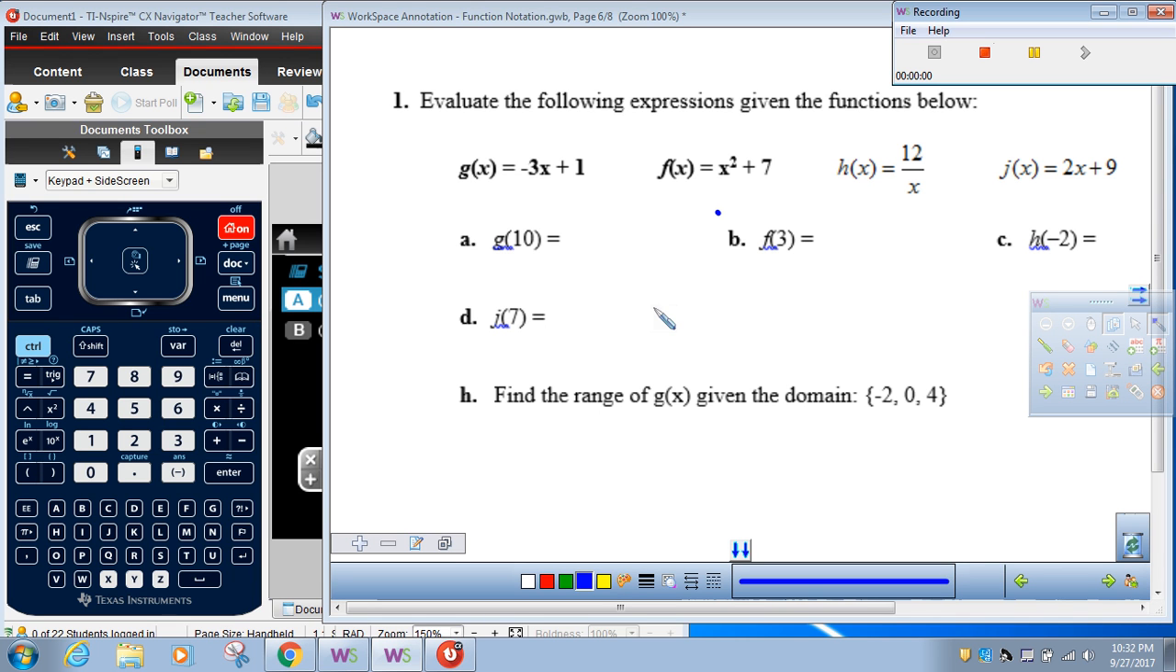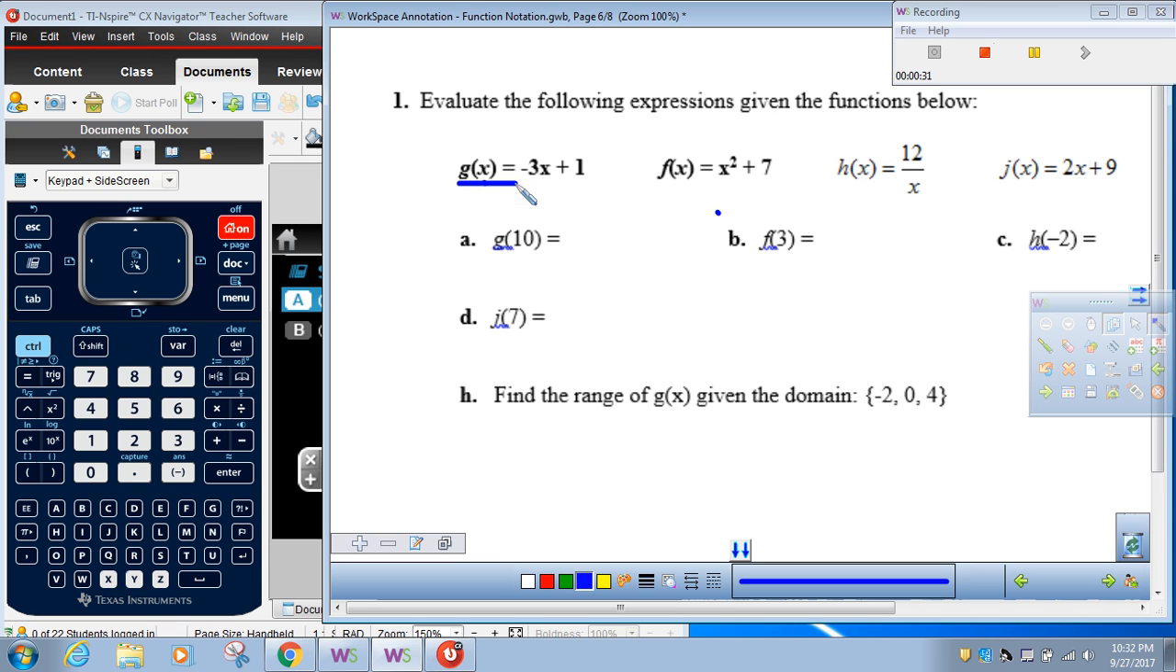Okay, so I want to make a real quick video on evaluating functions with function notation. Whenever you see what we would call g of x, h, I'm sorry, f of x, h of x, j of x, anything like this right here, this is called function notation.